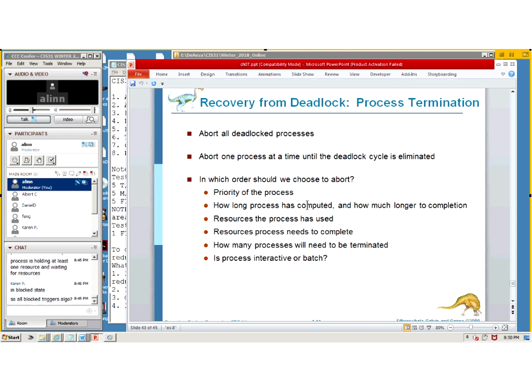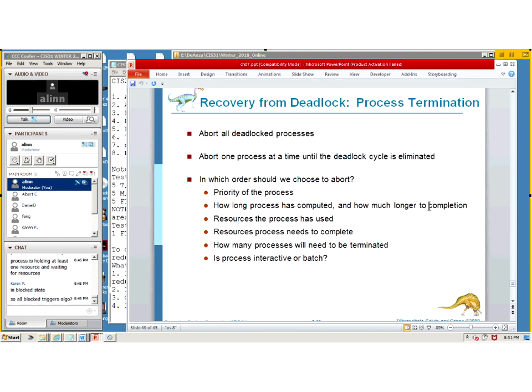How long the process has been computing. For example, remember I talked about a backup of tape. It's backing up your database. It's been running for 2 hours, and you found that it has a tape drive deadlock. You don't want to kill this guy. You want to kill the other one.